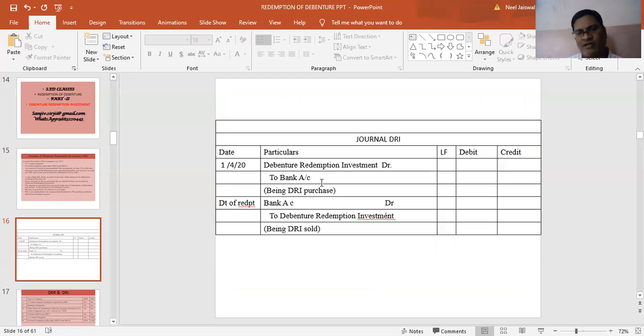Debenture redemption investment to bank, DRI is purchased. And on the date of redemption, bank to debenture redemption investment, if you sell off the redemption investment, to pay the money to the debenture holders. Paying the money to the debenture holder is the same as we have done in the first video. That is debenture holders to debentures, and then again debentures to debenture holders, and then we will pay the money to the debenture holders to bank.